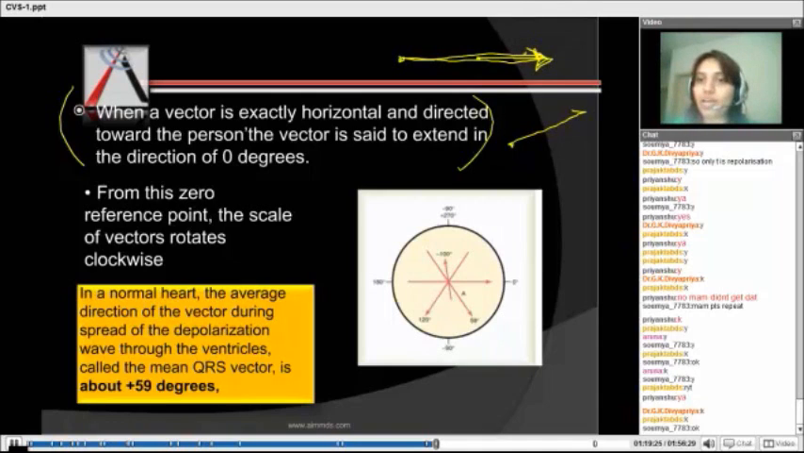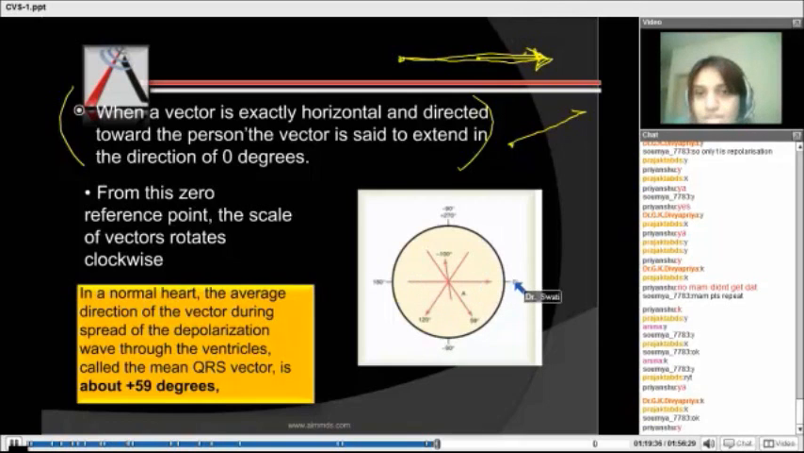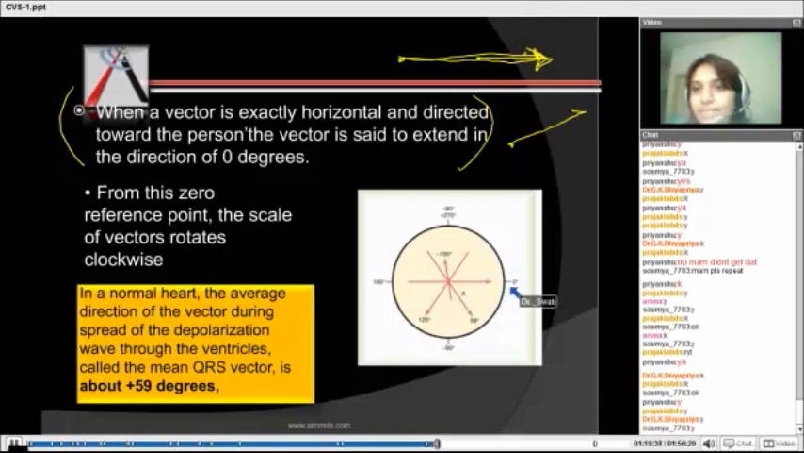Now, if we calculate the total vector that is spreading through the heart, do you see this diagram over here, this circle? The 0 degree is towards the left. Right? The arrow is from the right to the left.